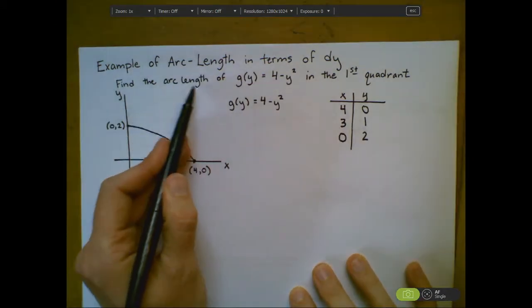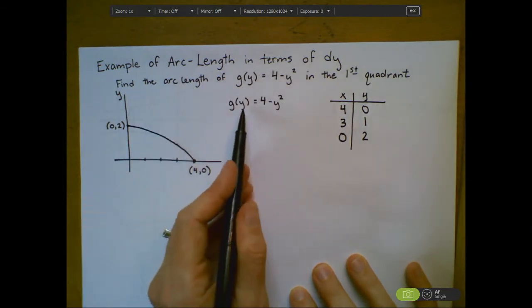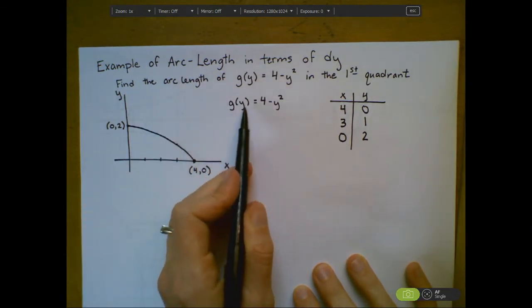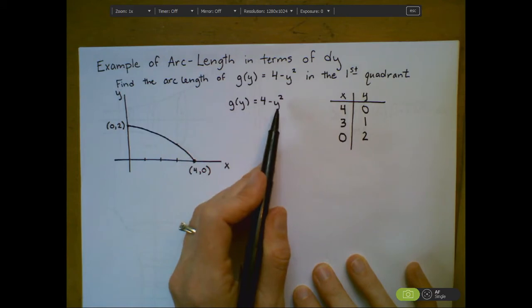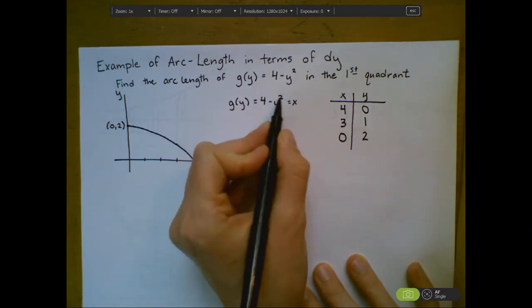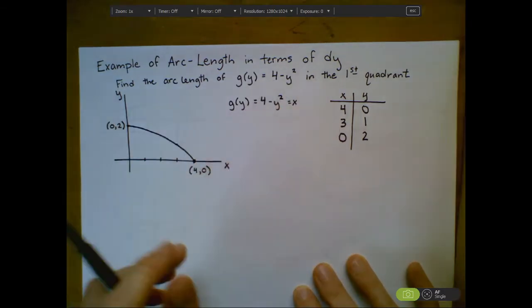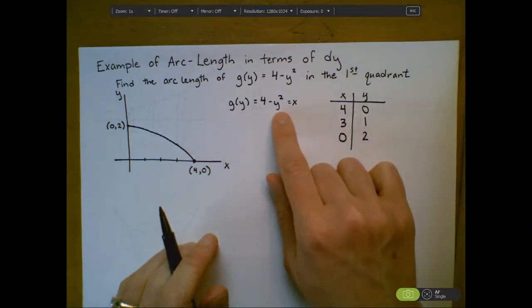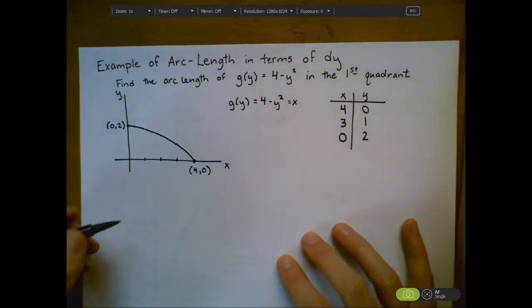I know that I want to find arc length, and the clue that this arc length is going to be in terms of y is the fact that my function is written in terms of y. If I wanted to, I could set this equal to x, solve this for y, and then plug that function of x in. Instead, we're going to do all of this in terms of y.